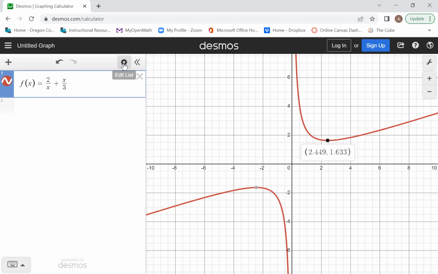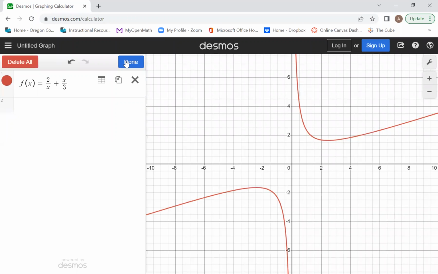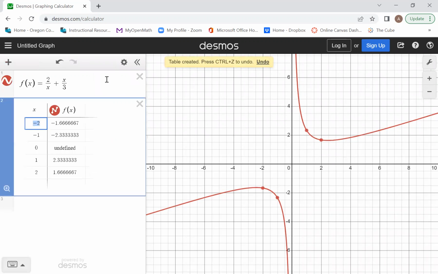So if I come over here and I hit this little cog right above the equation, this gives me the option to have a table of values. And as you can see, it'll give me values that they've already kind of pre-figured out for me on the function. And they even highlighted them in red for me. Wasn't that nice? Okay.